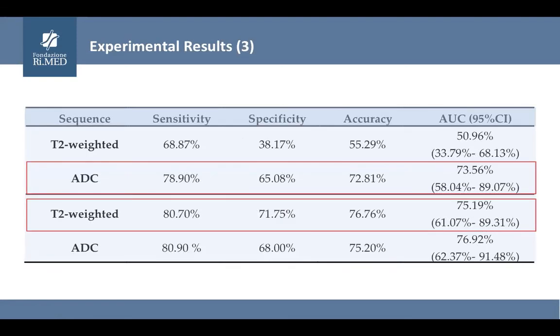This table shows the performance evaluation of the predictive model obtained using the discriminant analysis. Specifically, the table shows a comparison between the model obtained using all extracted features, in the first 2 rows, and using the most discriminant features previously identified, in the last 2 rows.